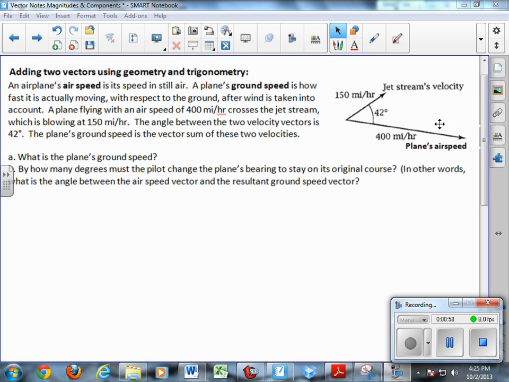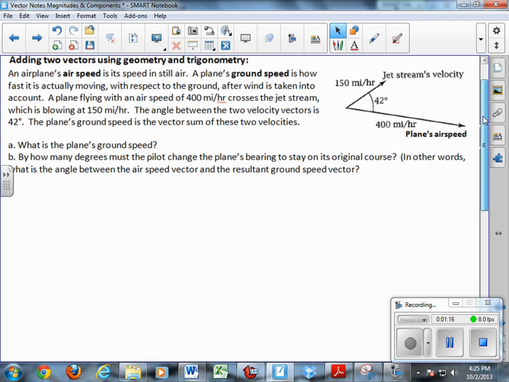Okay, so we take its airspeed, a vector quantity that represents the plane's airspeed, and a vector quantity that represents the speed of the wind. When we add them together, we get the plane's ground speed. So that's what I'm trying to find out here. What is the plane's ground speed?